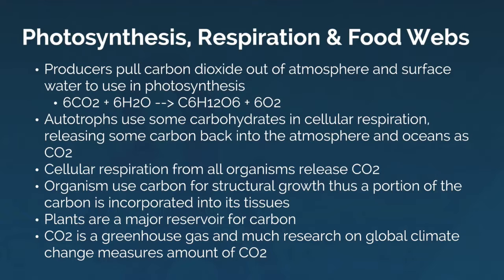When producers are eaten by primary consumers, which are then subsequently eaten by secondary and tertiary consumers, more carbohydrates are broken down in cellular respiration, producing carbon dioxide and water. The same process occurs when decomposers consume waste and dead organic matter. Organisms use carbon for structural growth, so a portion of the carbon is incorporated into its tissues. Since carbon dioxide is a greenhouse gas, much research on global climate change is directed towards measuring the amount of CO2 plants store to see how it influences the Earth's climate.